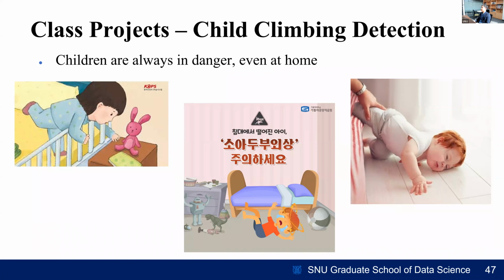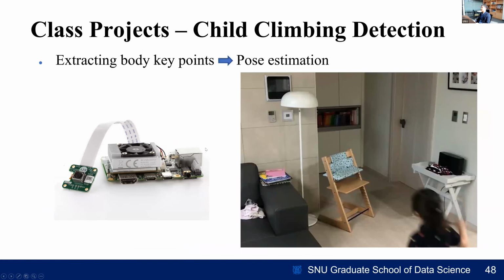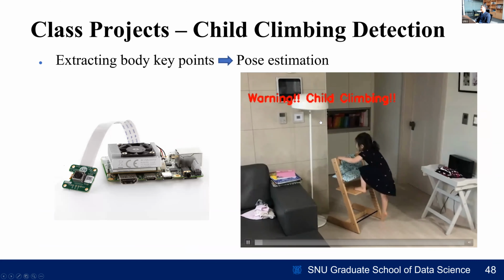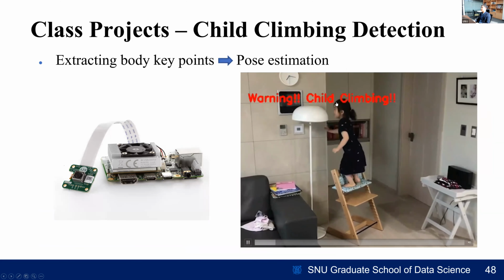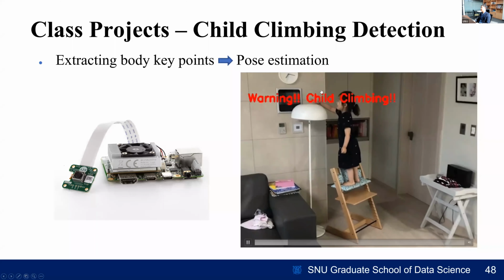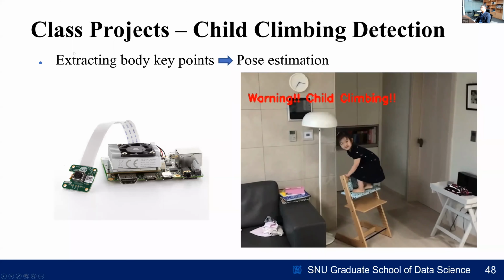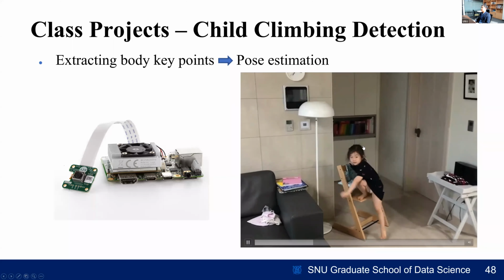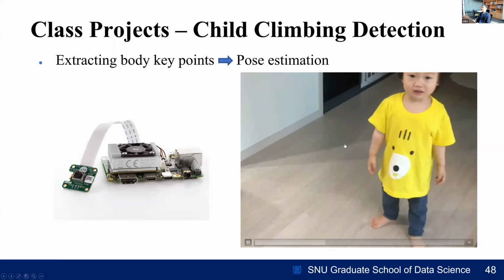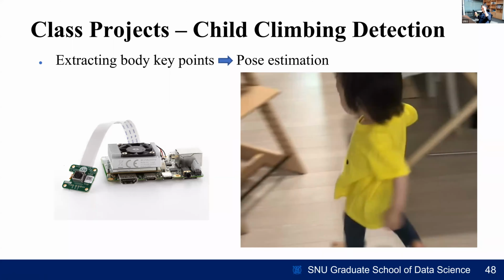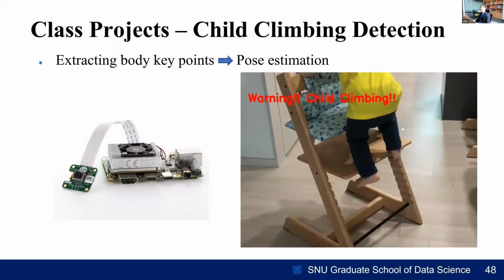And the next application is for children. Children are always in danger, even at home, because they want to climb and climb and climb. I'm also raising my kid. Yeah, she's always in danger. So how about detecting some dangerous situation when a child climbs up? Technically, it extracts body key points and estimates the pose. So it doesn't detect the movement, but it detects a pose like this, then warns.